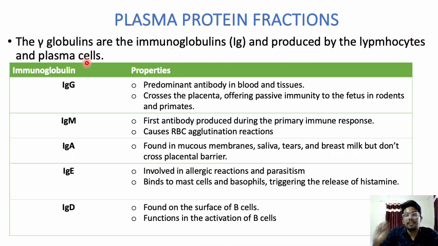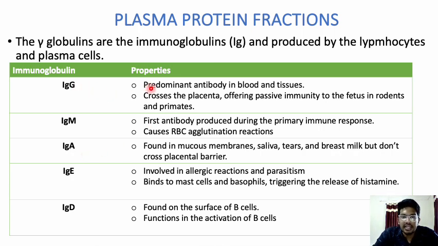The lymphocytes and the plasma cells will produce it, and they will release it to the blood or the plasma. Okay, so these are the five important immunoglobulins. I have given the important features, but these are the very crucial points. The rest you will study in the microbiology sections.